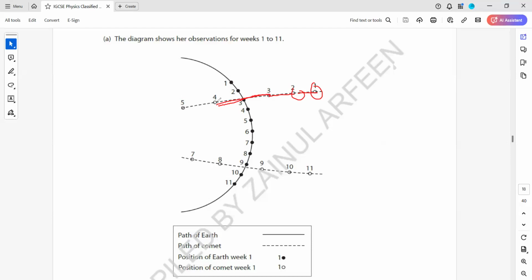We have to explain by using a diagram. So the time scale is the same. We have the formula: speed is distance over time. The time scale is the same, it is every week. So if we have a longer distance, it is moving faster. From week 1 to week 4, the speed of the comet increases. But from week 4 to 5, the speed of the comet decreases. We have to use a diagram to show that.